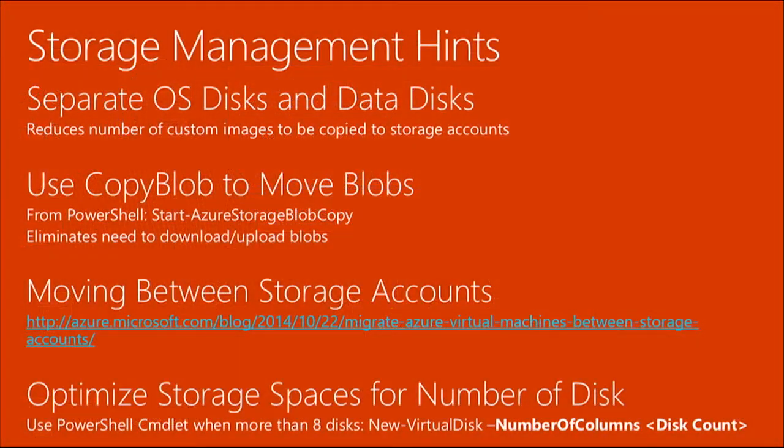And then finally, if you're using storage spaces, you do want to use the PowerShell or tool to configure the number of columns when you have 8 or more disks. By default, storage spaces uses 8 columns, so it means for each write it's actually going across 8 disks. If you actually have 16 disks or something greater than 8, you want to make sure to create your virtual disk using the commandlet such that you can specify the number of columns to be equal to the number of disks that you want to use.